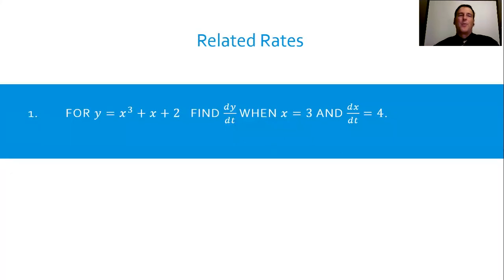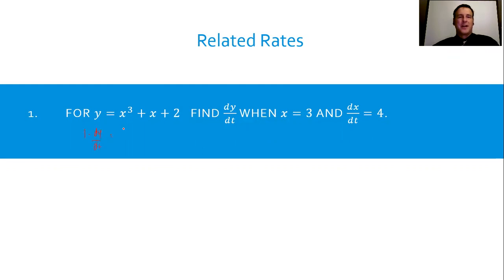It says for y is equal to x cubed plus x plus 2, find dy dt when x equals 3 and dx dt is equal to 4. And what they're suggesting is that time is a factor with respect to both x and y. And when we take a derivative of each of our variables, we're going to do it with respect to time. So derivative of y is 1 dy dt.